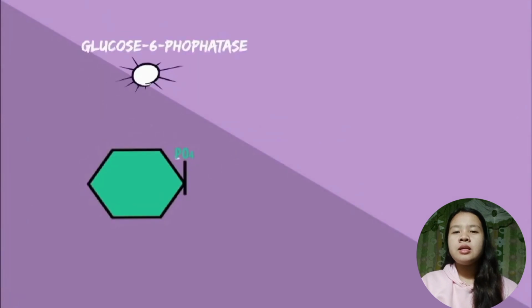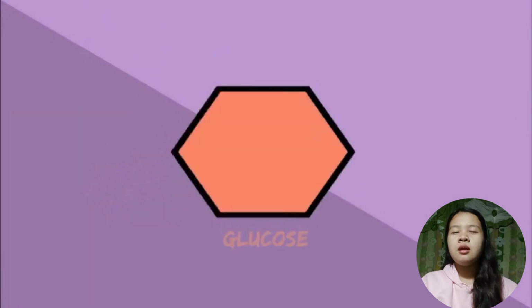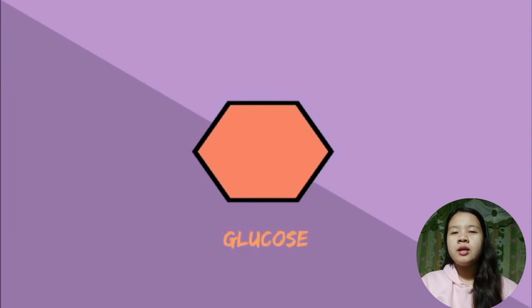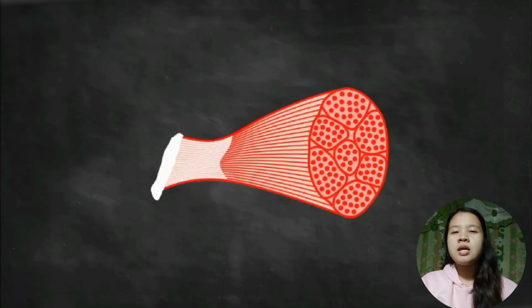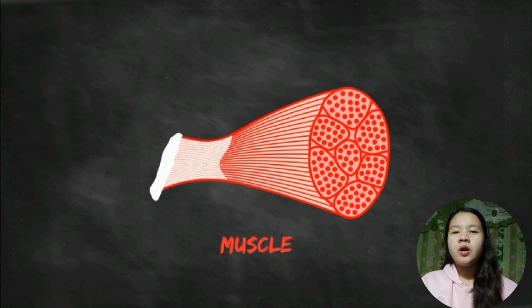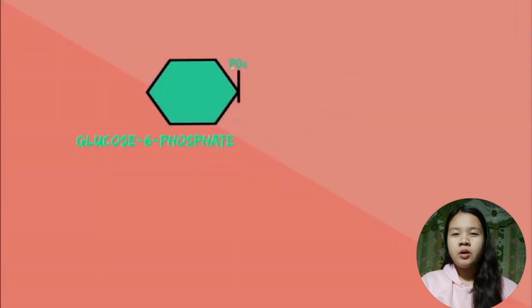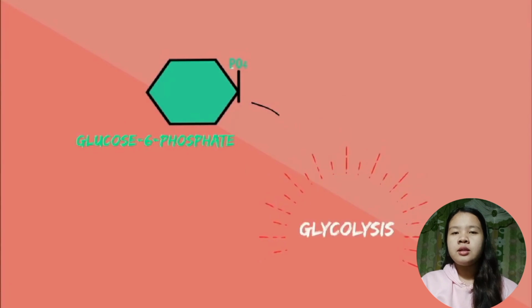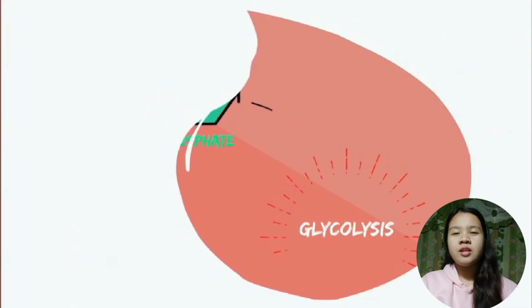Hepatocytes release this glycogen-derived glucose into the blood to help maintain blood glucose levels. However, in the muscles, glucose 6-phosphate cannot be sent into the blood because of the lack of the enzyme glucose 6-phosphatase. Instead, it enters glycolysis, providing the energy needed for muscle contraction.